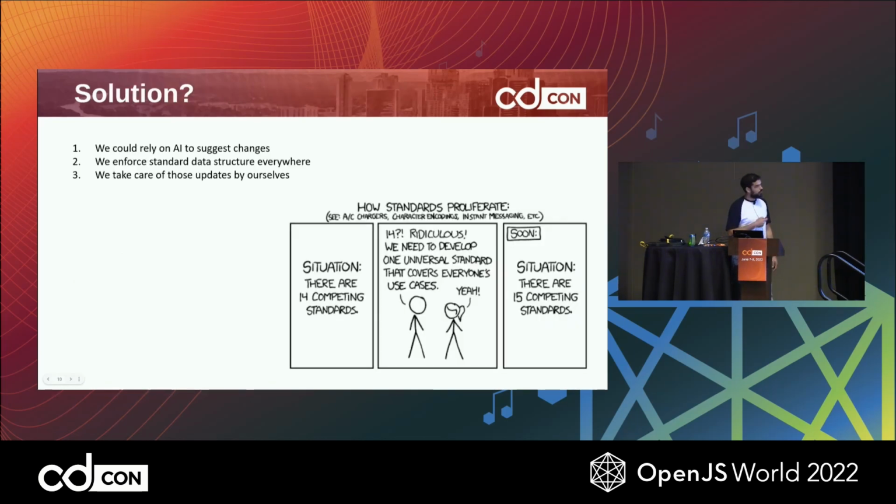If you think about all those scenarios where you have files, documentation, the configuration of your environment, whatever, and you want to automate them, you could think about maybe an AI that could automate that, but yeah, we are not there yet. We could enforce some standard way to update those data structures, but that brings us to having a standard, which can be difficult. Or finally, we can take care of those updates ourselves. The reality today is that's what we do.